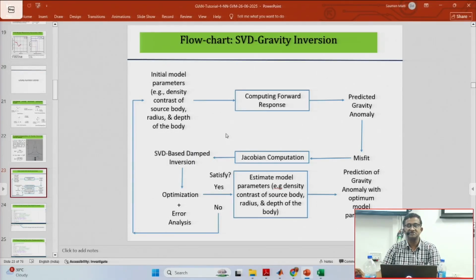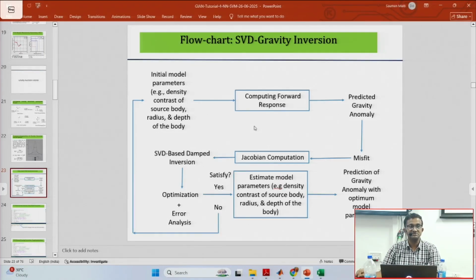It could be a sphere, a horizontal cylinder, a vertical cylinder, fault models, or any other geometry. Let us say the response is one you guess can be explained by a buried sphere. Then the model parameters to be estimated are the depth of the buried sphere from the surface, the density, and the size, which is governed by the radius of the sphere. So three things have to be estimated.